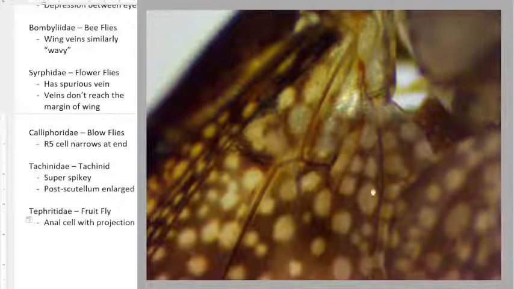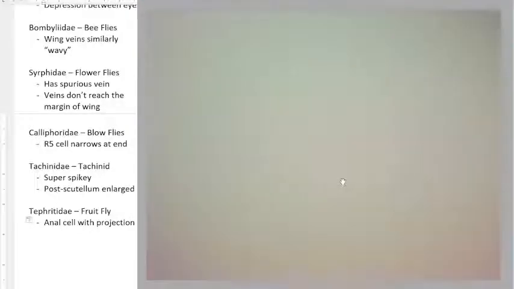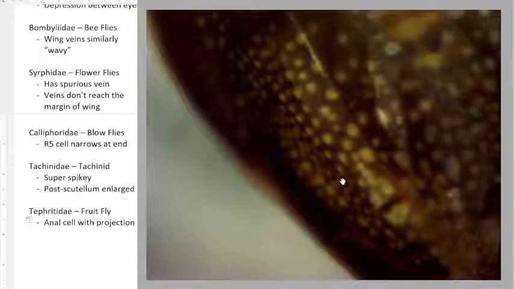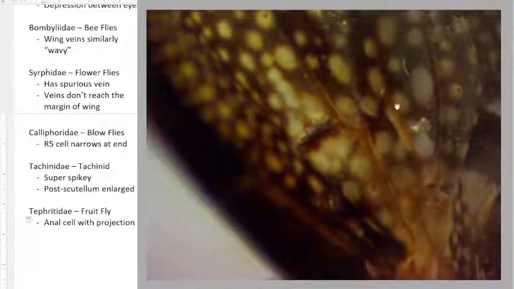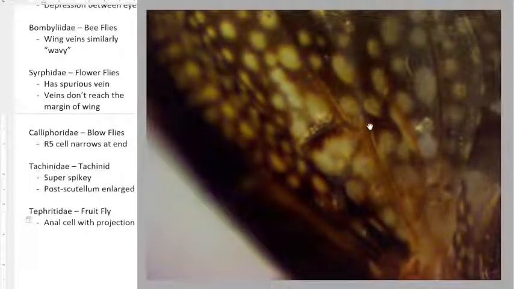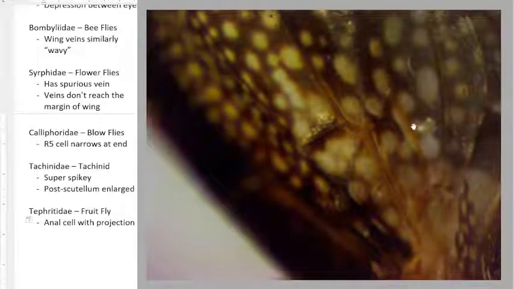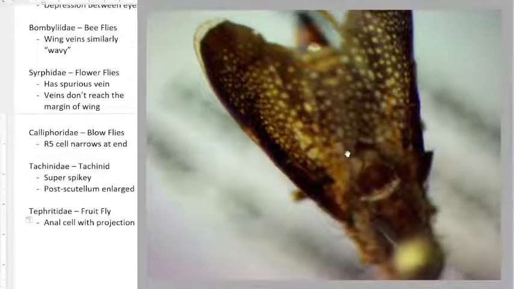All right, so fruit flies are going to have this crazy looking anal cell on their wings, and they've got it on both sides, right? Because insects are going to be the same on both sides, and I wonder if the other side would be any easier to see. It's right here. Yeah, it's a little bit difficult because of the mottling on the wings, but the vein comes down like this and goes out like that. All right, and so that's going to be characteristic on our fruit flies.